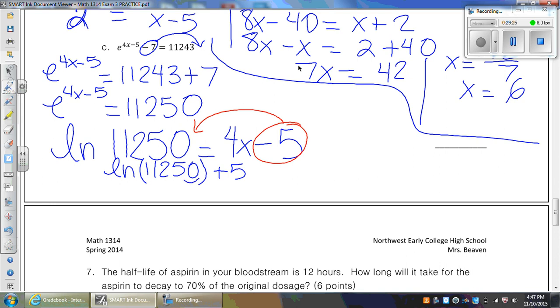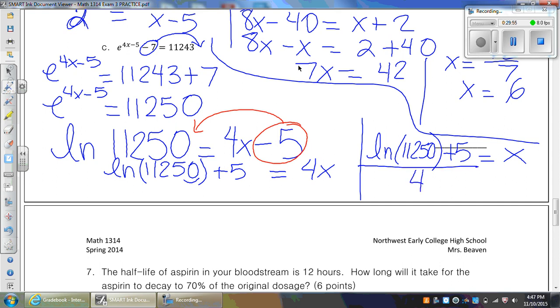Miss Evans, is it okay if we write it on the other side, like 5 plus the natural log? Yes, that's okay. And so I also have here 4x, right? So to finish this equation, it will be x is equal to the ln of 11,250. You close your parentheses, and you know that your calculator opens and closes automatically, right? I think it does both. And then plus 5 and then you divide by 4. Okay, so be careful with that.